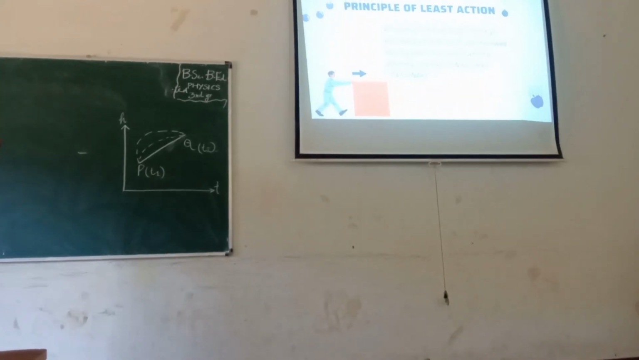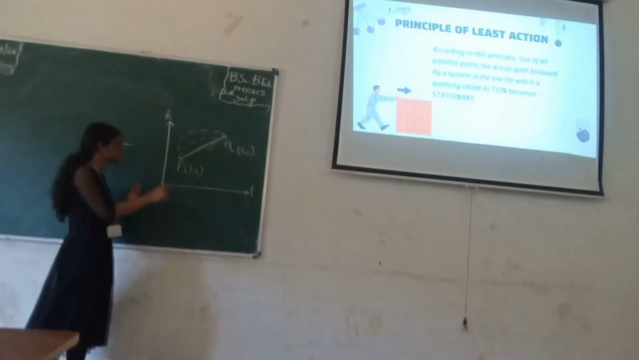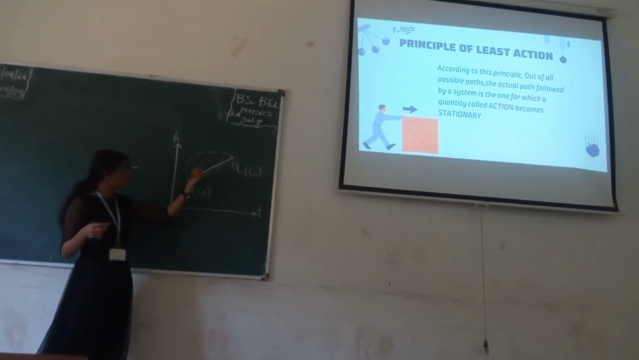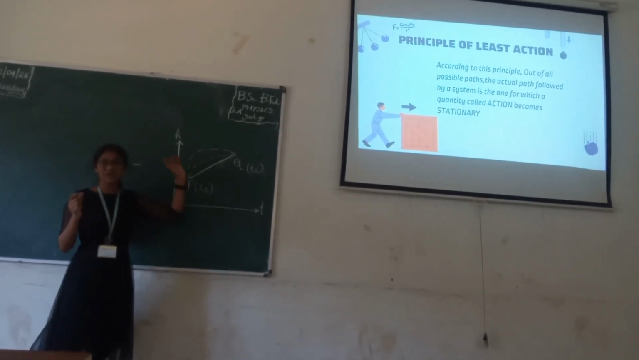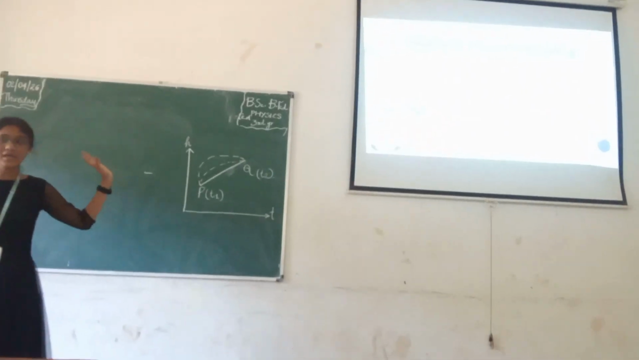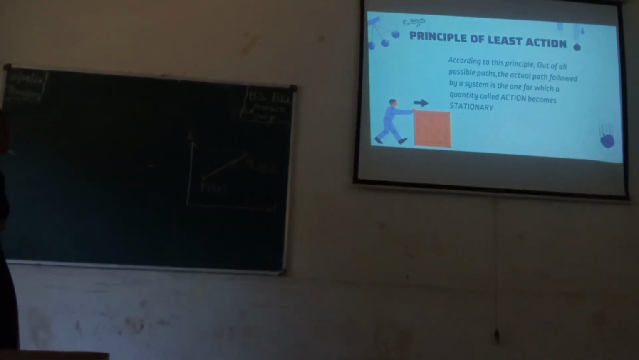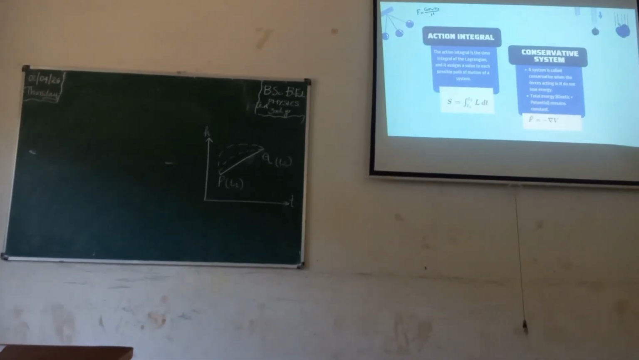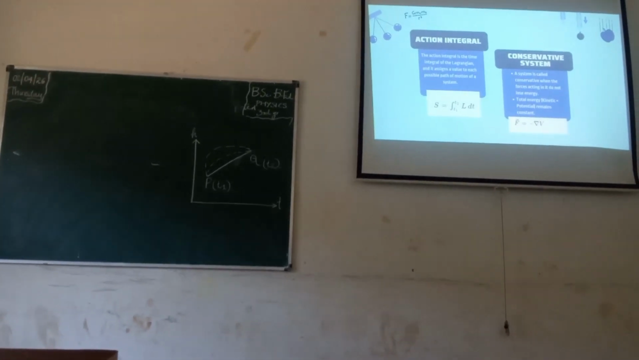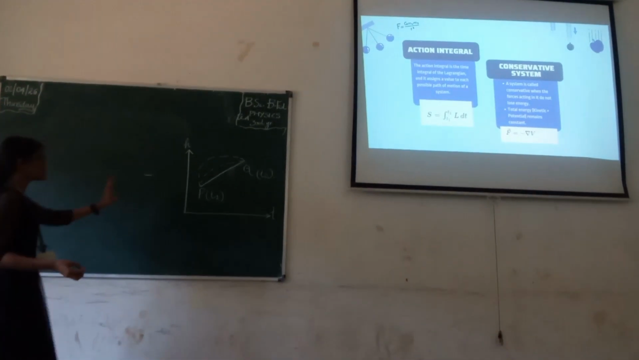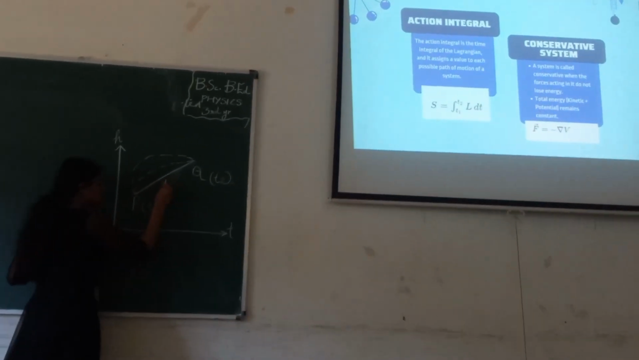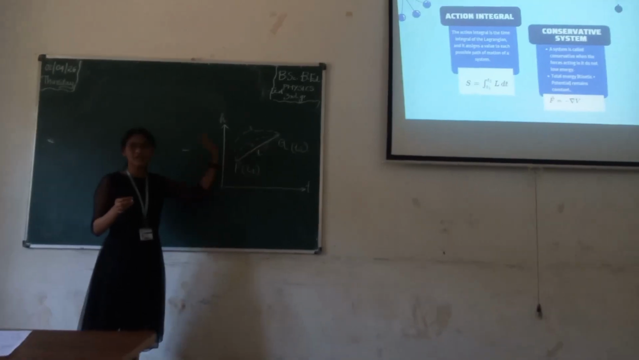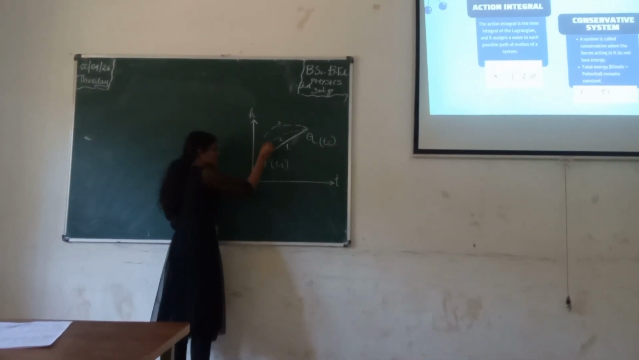Out of all these paths, the stone could go in a straight line, or travel in a curve, or in a zigzag manner, anything. Nature always chooses a path where the quantity called action is stationary or minimum. Now, if we have to choose a path, let's suppose we can name these paths 1, 2, and 3. In path 2, let's suppose the stone is at this position.